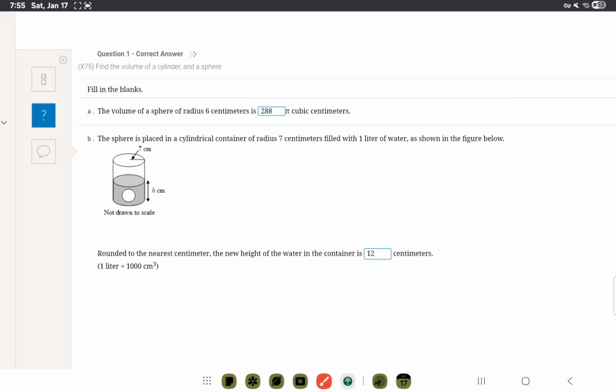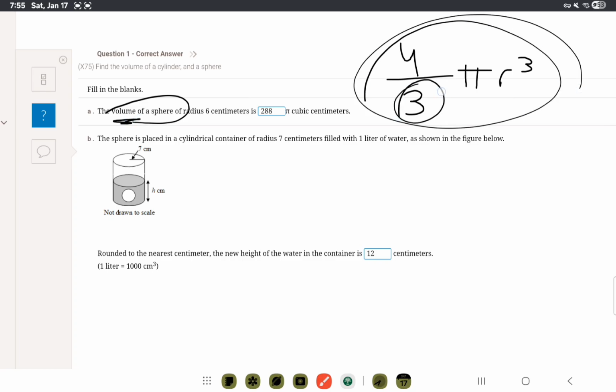The formula for the volume of a sphere is 4 over 3 pi r cubed. When you're talking about volume, it's over 3 because it's three-dimensional. You know what I mean? Because you have a height, a width, and a length.